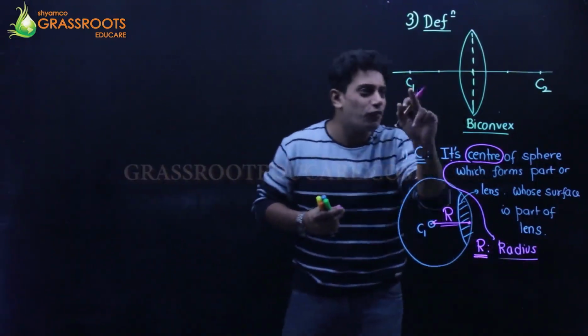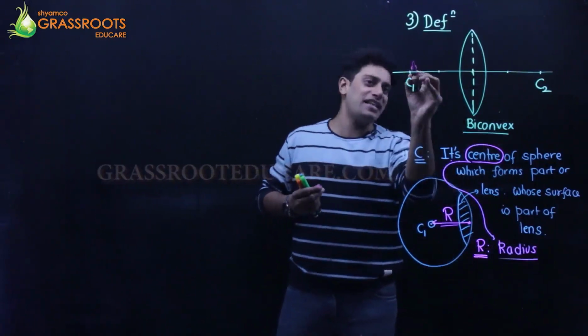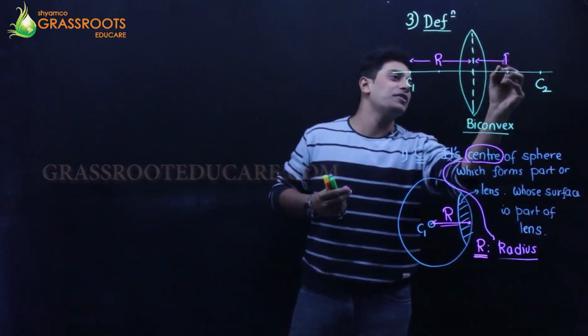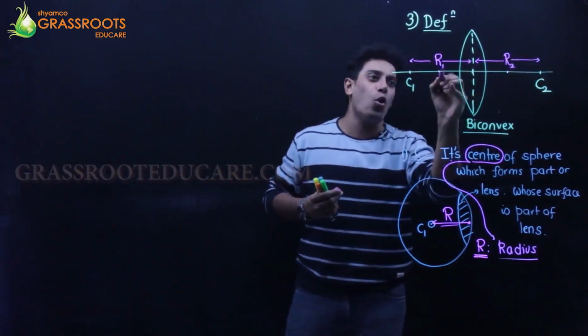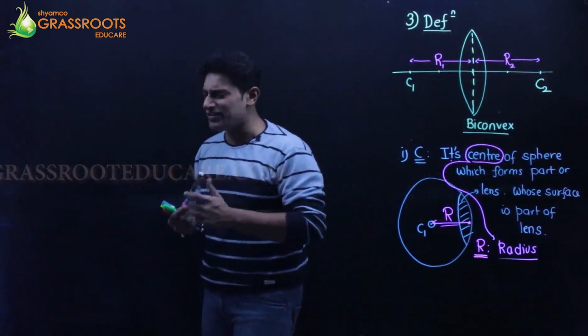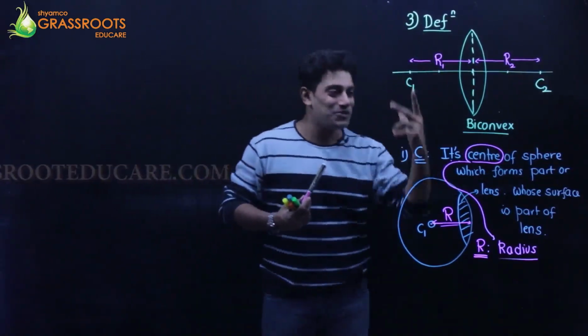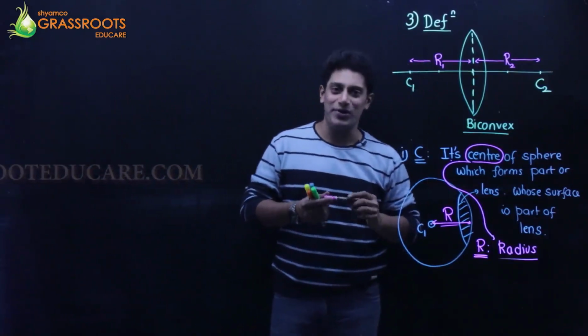There are two centers of curvature in a lens, and yes, there are also going to be two radii of curvature. तो कितने centers होते हैं? दो. और कितने radii? Radius is a singular form, radii is a plural form. So दो centers होंगे, दो radii होंगे.